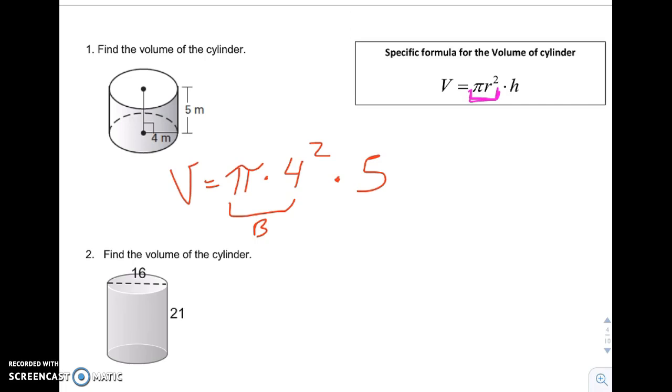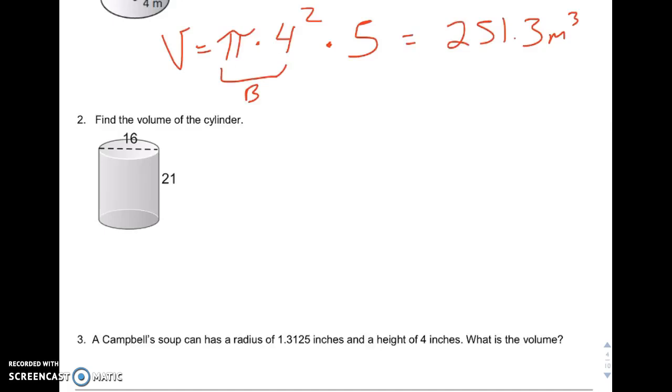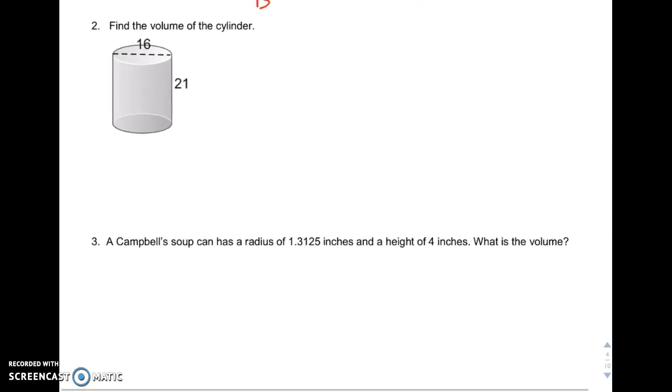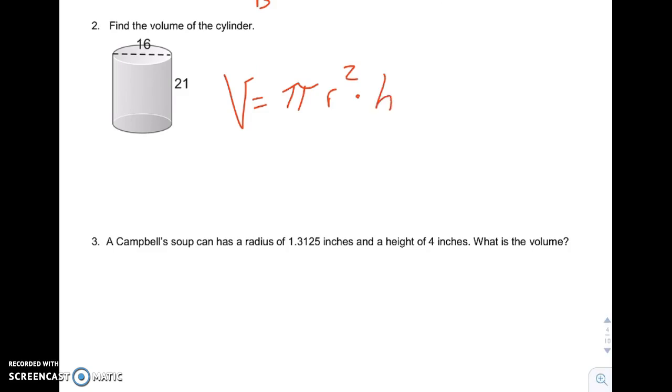And we just type that into our calculators. Pi times 4 squared times 5 is equal to 251.3. And again, cubic meters. Number two, we just need to be careful that we use the volume formula correctly. Again, I'll write it pi r squared times the height. The radius in this situation, we need to cut that diameter in half, so the radius is 8. So volume equals pi 8 squared times the height, which is 21.